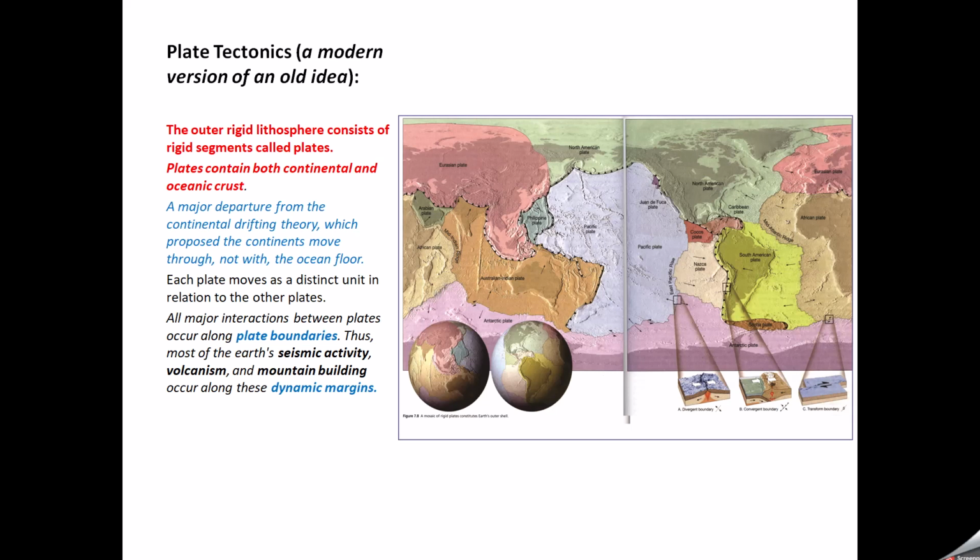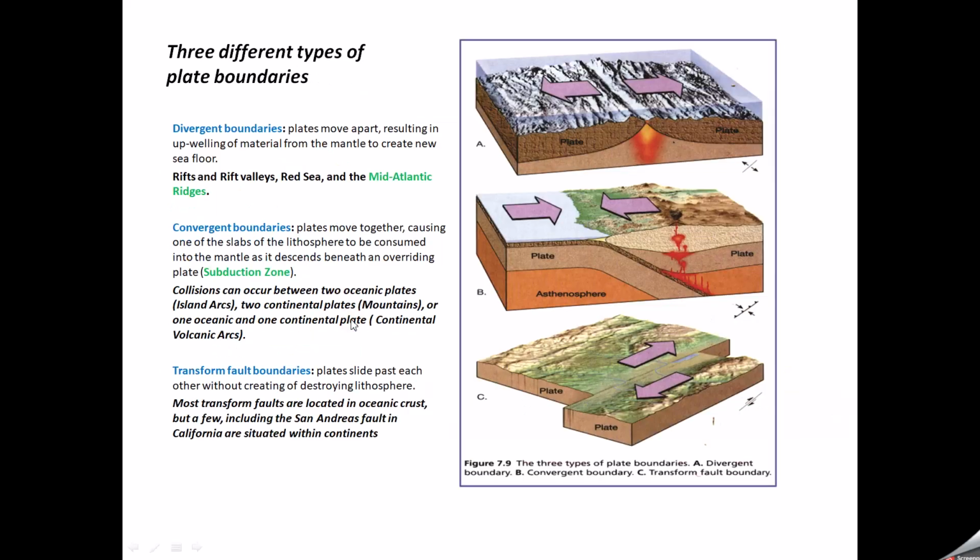And each plate moves as a distinct unit in relation to other plates. This is another fact. And then the other fact: all major interactions between plates occur along plate boundaries. So that's where we get the plate boundaries. And that's where most of the Earth's seismic activity, volcanism, and mountain building occur, along these dynamic margins. They call them dynamic margins. The divergent zone, convergent zone, and transform fault.